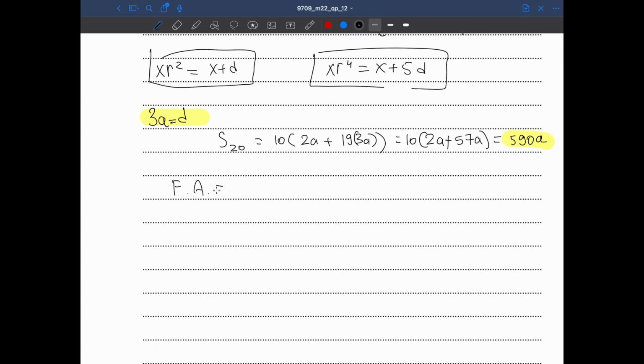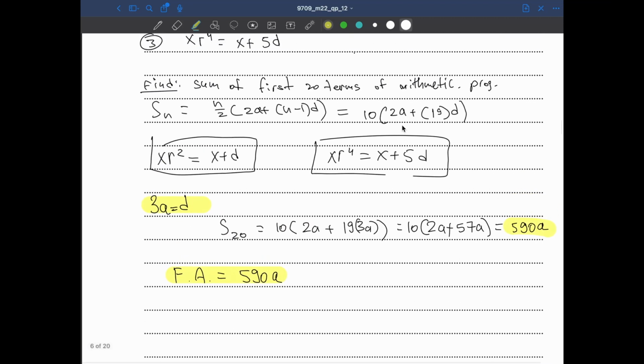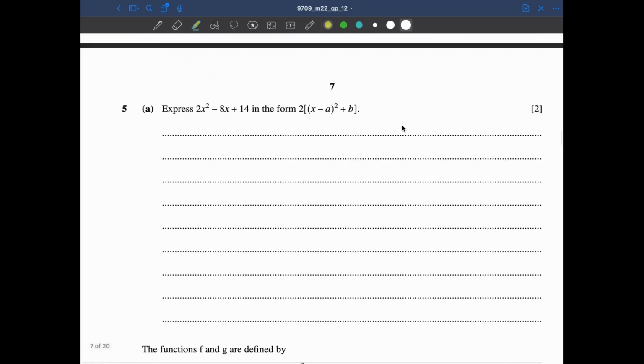So final answer equals 598. And after a long, I don't know, 5 minutes, 10 minutes, I don't know, we finally achieved an answer, and let's see if that's the correct answer. And yeah, 598 is indeed the correct answer to this question. That's wonderful. So now let's skip to the next part. So this was question 4.